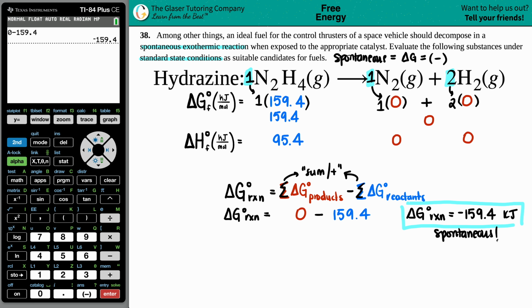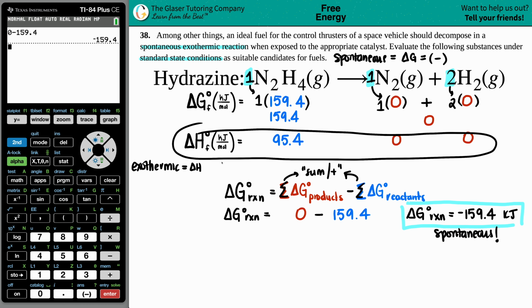Okay. But now, are we spontaneous exothermic? Exothermic comes from the delta H's. So being spontaneous or non-spontaneous is all about the G's, and exothermic and endothermic is all about the H's, delta H. So I'm just going to write that over here. We want it specifically to be exothermic, and exothermic, the amount of heat that's given off, is a delta H value. That's why I have these numbers here.